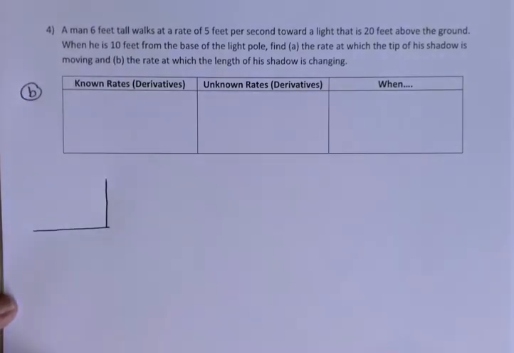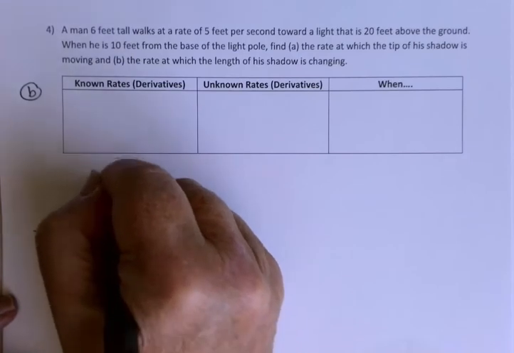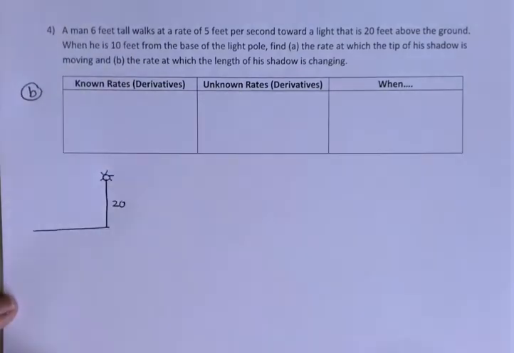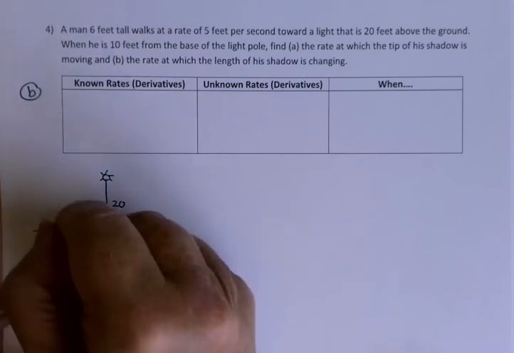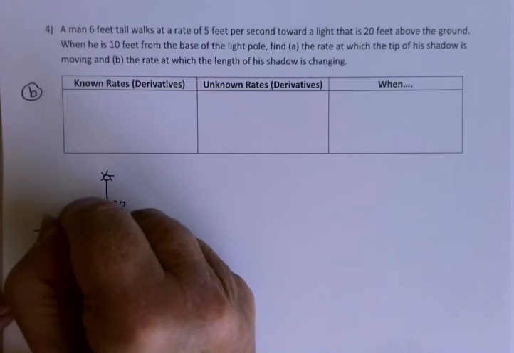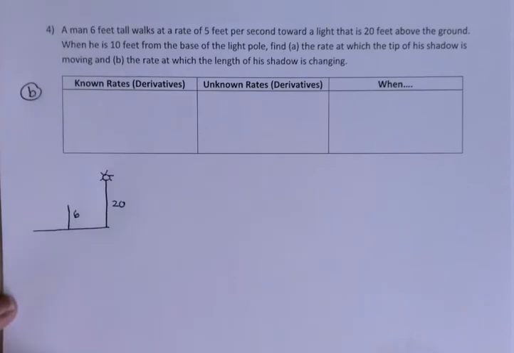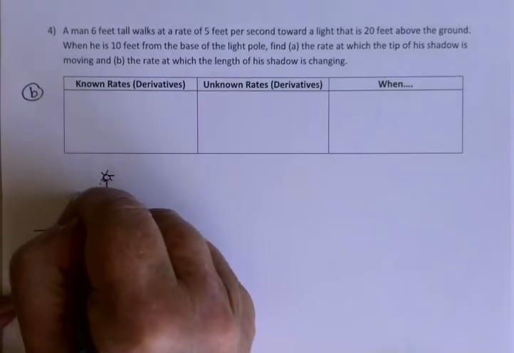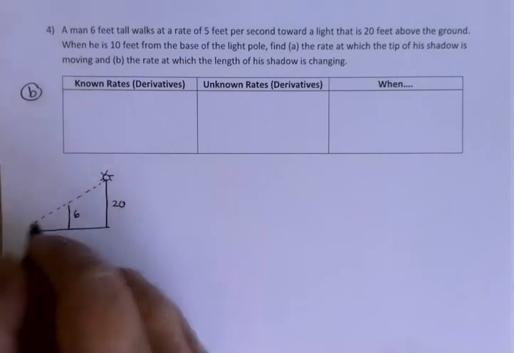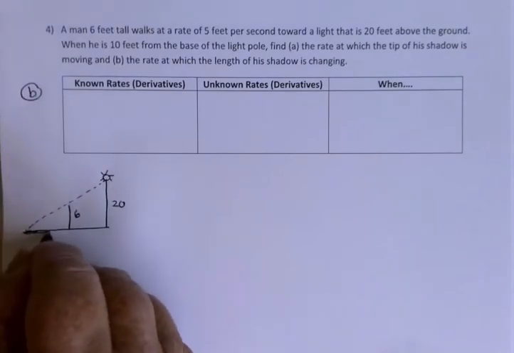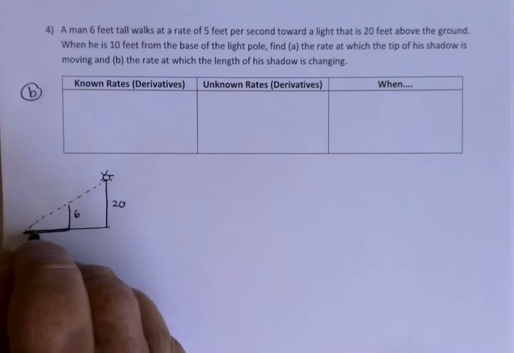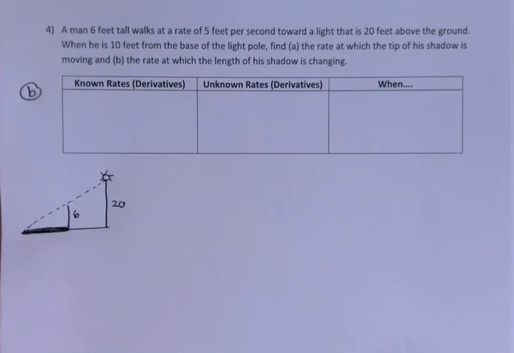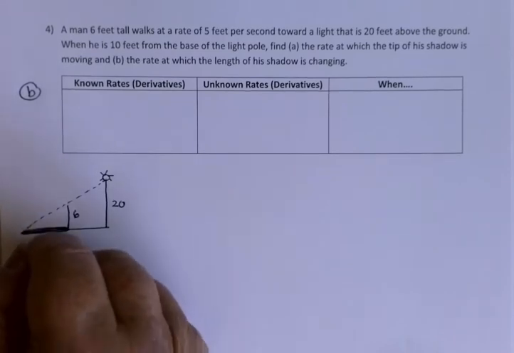this light pole that is 20 feet tall. Here's the light. And the man that's walking toward it is 6 feet tall. And then we want to know something about the length of his shadow. So if we imagine the rays of light coming down here, the shadow here is where the light gets blocked by the man. And let's call the length of that shadow x.